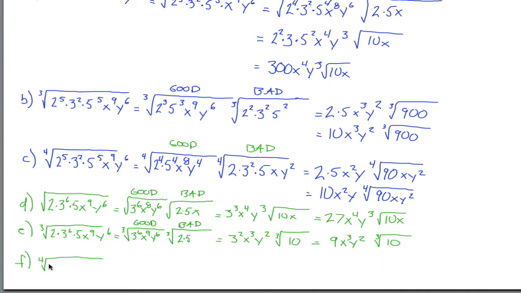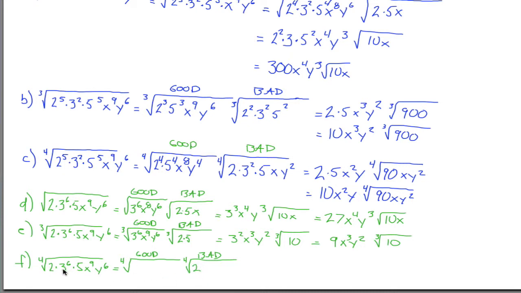Exact same idea. Again, this is probably a little overkill. Sorry for making you guys do so many of these. The difference here is now it's the 4th root. So I'm going to break that up into 2 different 4th roots. Over here will be my good one. And over here will be my bad one. And to be in my good one, you have to be in groups of 4. So I just have 1, 2. Nothing I can do with that. Goes on the bad side.